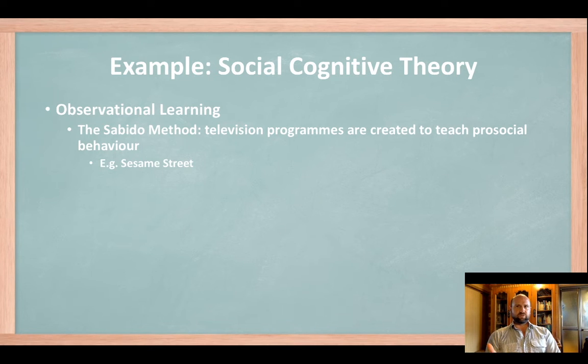So if you grew up watching Sesame Street, you might remember some of the episodes are about sharing and being kind. They're a little bit over the top, but I mean, they're for kids, right? So these types of TV shows are trying to show kids how to behave in a nice way. So that's one of the applications of social cognitive theory, and it's been used in education as well.